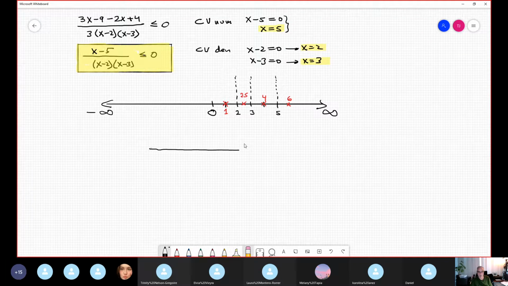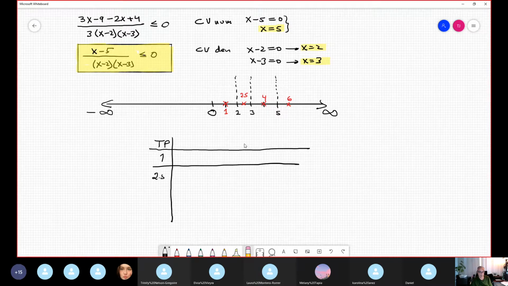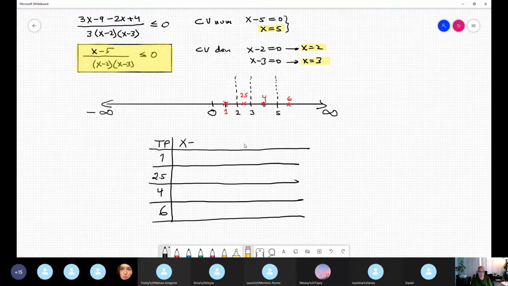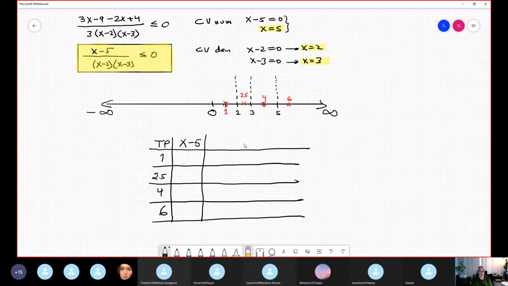So remember our famous table. It's easy. You put here TP, testing point, and you list vertically the testing points 1, 2.5, 4, and 6. And here in the columns, you put a column that corresponds to every factor in our problem, which is x minus 5, x minus 2, x minus 3, and the extra column that is the total.